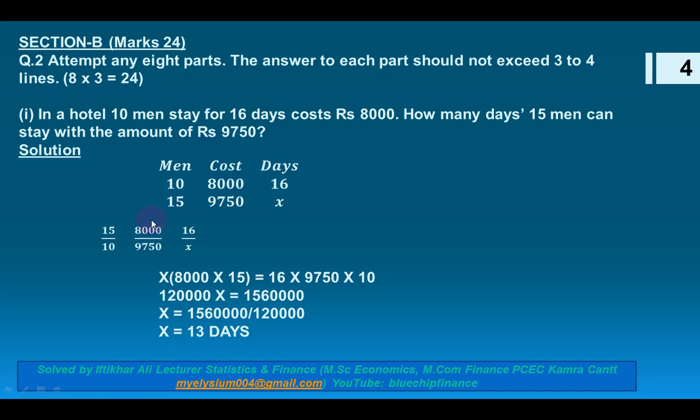So values should be given the same as these are given here. So 8000 divided by 9750 and 16 over x. Just simply multiply 15 and 8000 with x, and 16, 9750 and 10, and the answer will be 13 days.